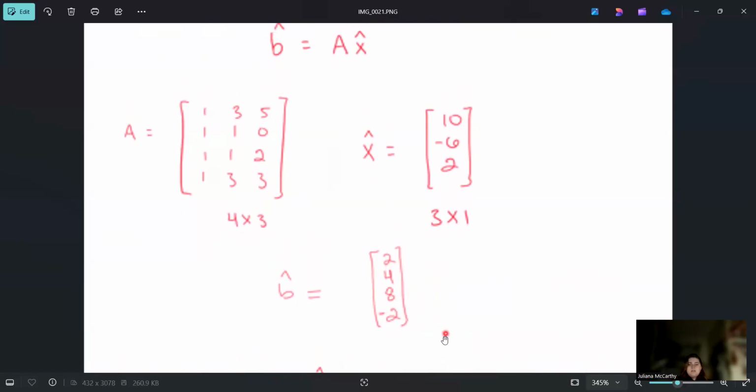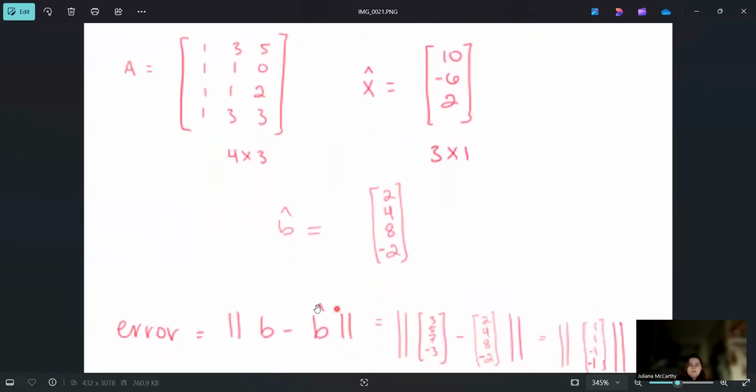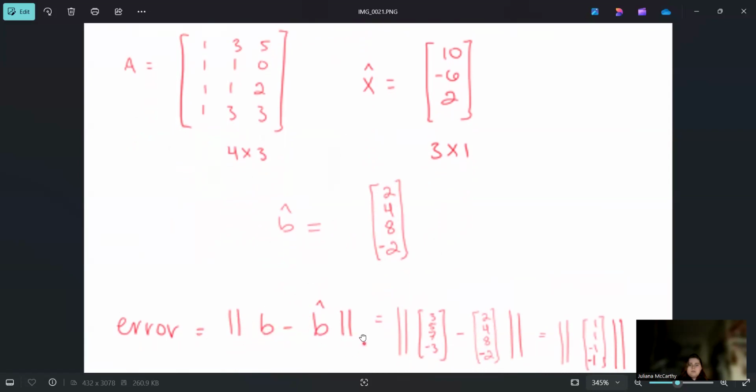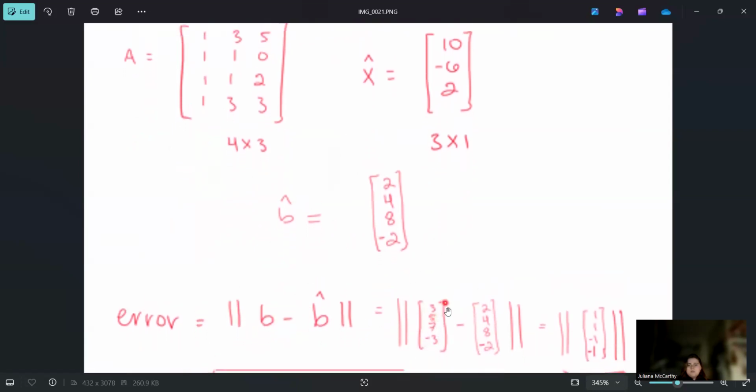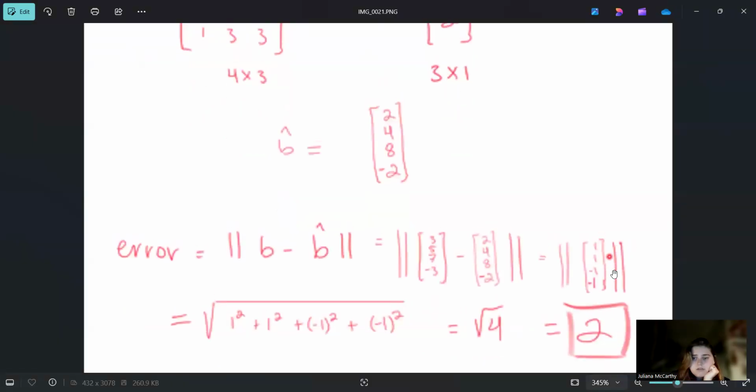We have b hat. Now we can find the error. This is how we find it. We're going to take the length of b minus b hat. So b was given to us. It was 3, 5, 7, -3, minus 2, 4, 8, -2. So 3 minus 2 equals 1. 5 minus 4 equals 1. 7 minus 8 equals -1. And -3 minus -2 is -3 plus 2. So that equals -1. And then we just need to find the length of that.